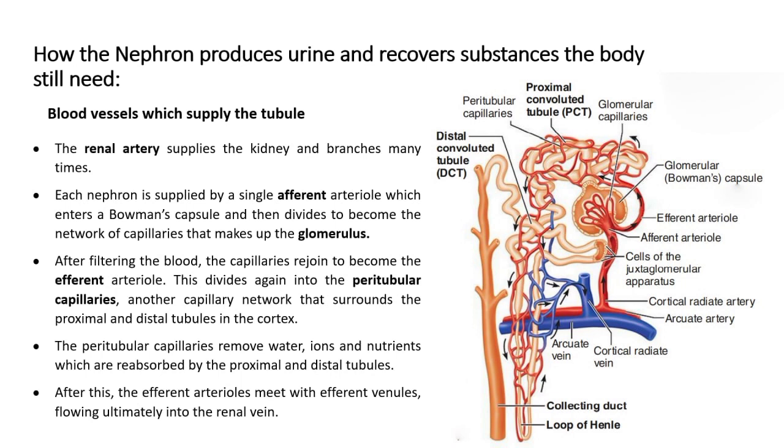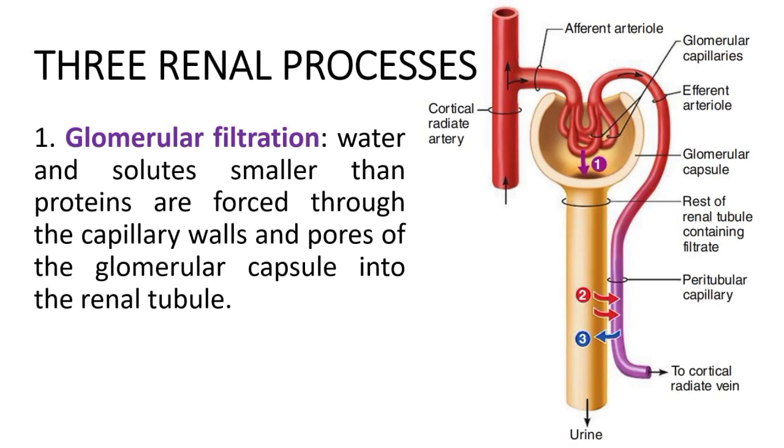Note that the filtrate, which is what was filtered from the blood, is not urine. The filtrate only becomes urine in the collecting ducts because urine is formed through 3 renal processes. The first one is the glomerular filtration. Water and solutes smaller than the proteins are forced through the capillary walls and pores of the glomerular capsule into the renal tubule. Glomerular filtration, as just described, the glomerulus acts as a filter.